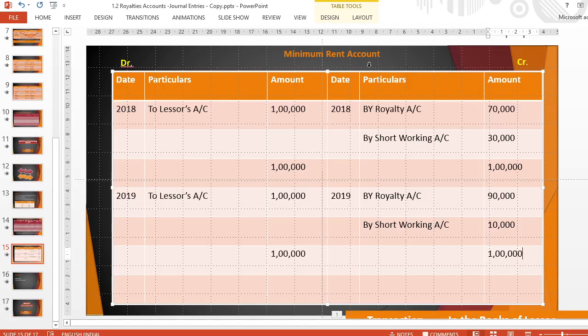Remember, this minimum rent account will appear only in the years in which short workings appear.